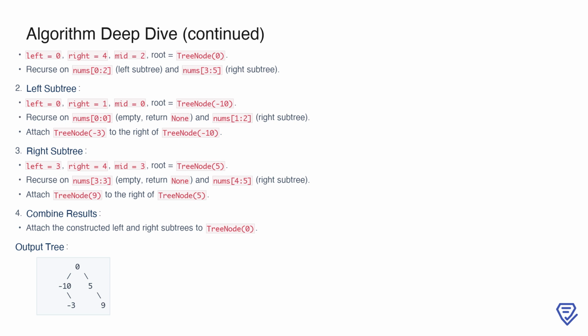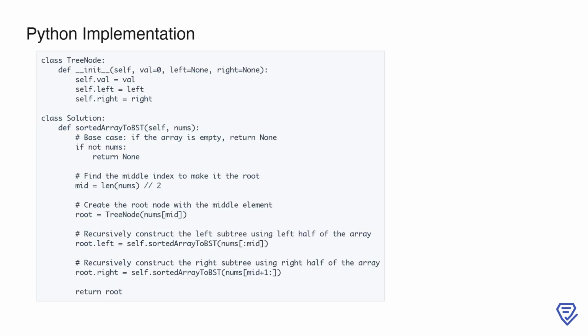The resulting tree has 0 as the root, -10 and 5 as its left and right children, and -3 and 9 as their respective children. This height-balanced binary search tree satisfies all the problem's requirements. This solution converts a sorted array into a height-balanced binary search tree, BST.